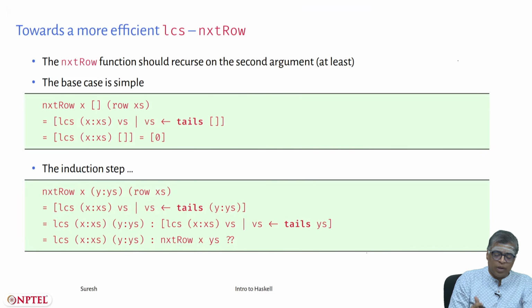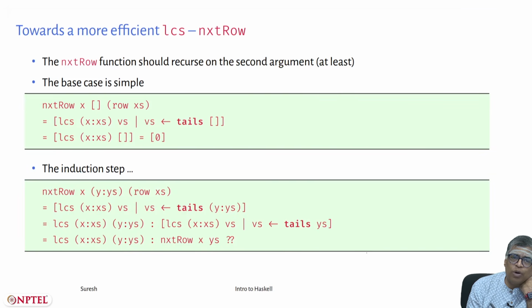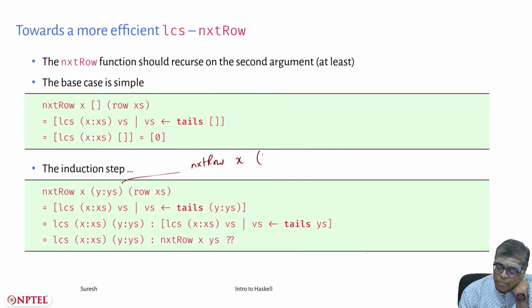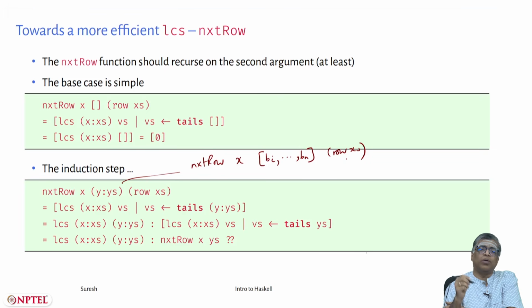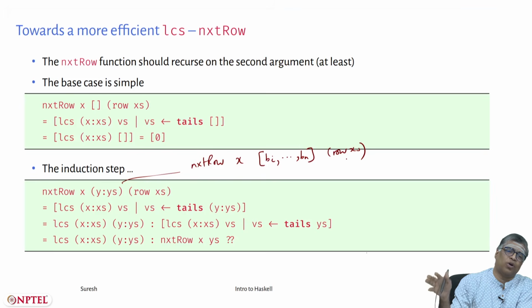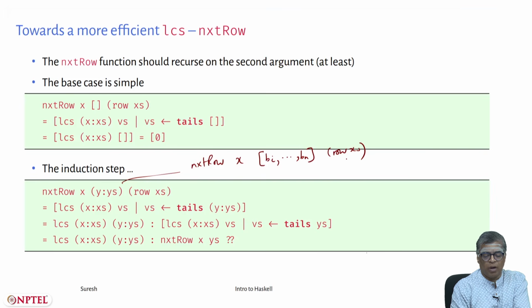So the induction step is next row of x y colon y's, right? So if I want to write it in terms of that picture, I have next row of x, and here I have some b i. Okay, so this is what I want to compute, and I want to compute it with respect to next row of x bi plus 1 dot dot dot bn. Okay, that is what I am motivating here.